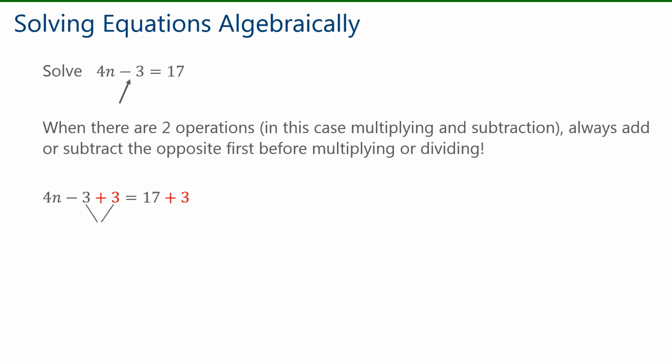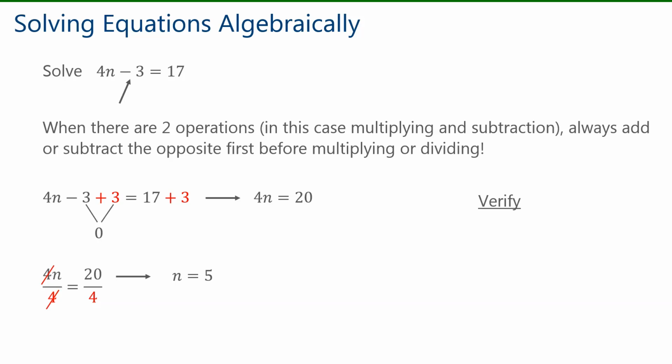Negative 3 plus 3 is 0. And because I added a 3 to the left, of course I add it to the right as well. 17 plus 3 is 20. So 4n equals 20. So the opposite of multiply by 4 is divide by 4. So we're going to divide both sides of the equation by 4. The 4's cancel. And I'm left with n equals 5.